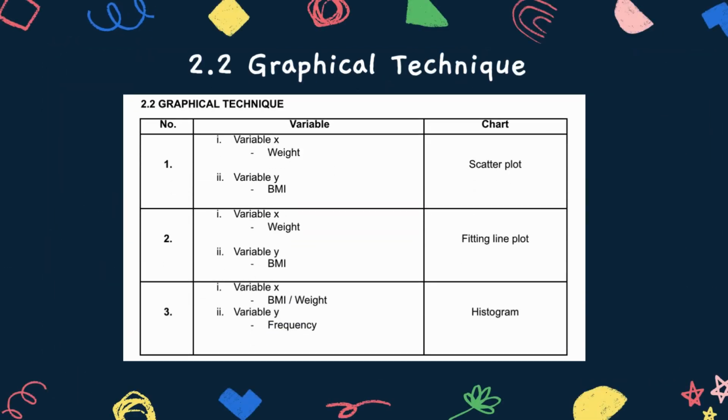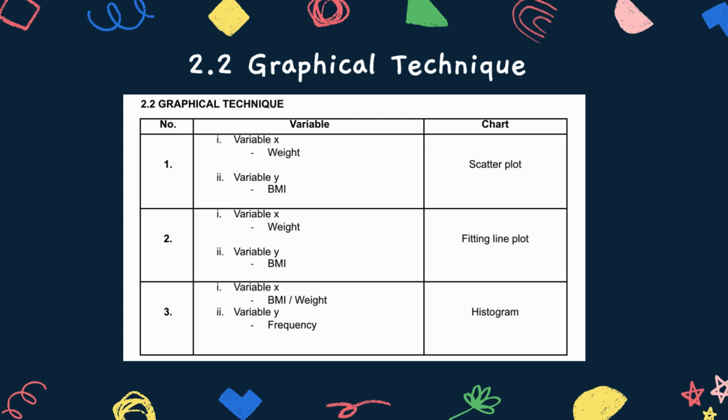There are three graphical techniques in this report, which is the first one, scatter plot. In this graph, variable x is weight and for variable y is the BMI. Scatter plot is used in this to find the possible relationship between two variables in a dataset. Not only that, it is also used to identify correlation.